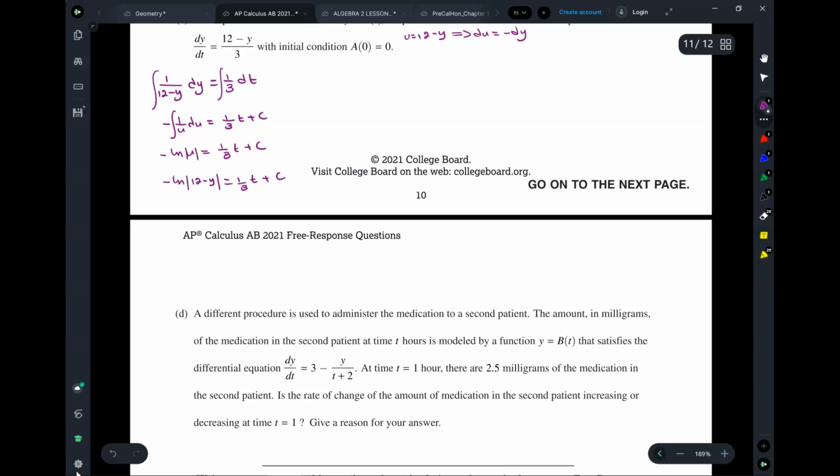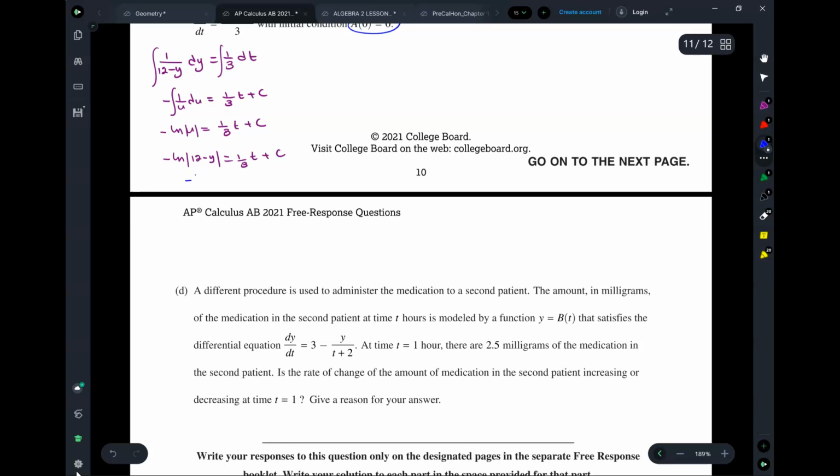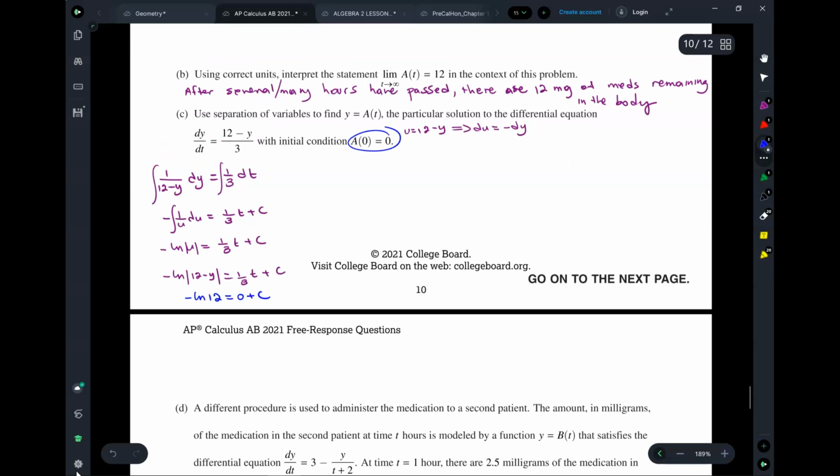Okay, let's put in the initial conditions. At t is 0, y is 0. So this is negative ln of 12 is equal to 0 plus C. So C is negative ln of 12. Okay? Now, I go back and I put the C in this step right here. So this is going to be negative ln of (12 minus y) is equal to 1/3 t minus ln of 12.